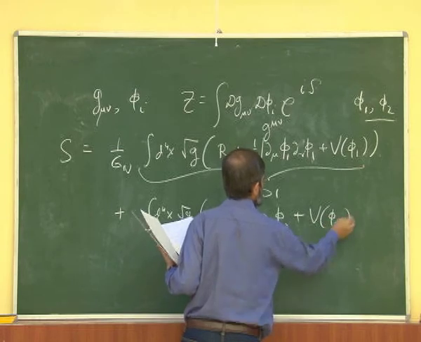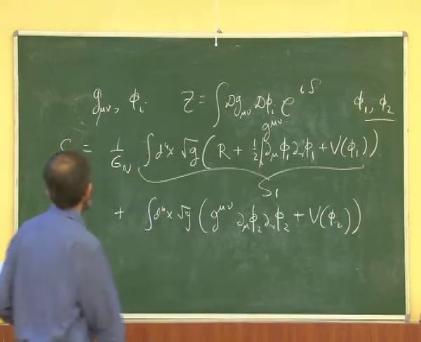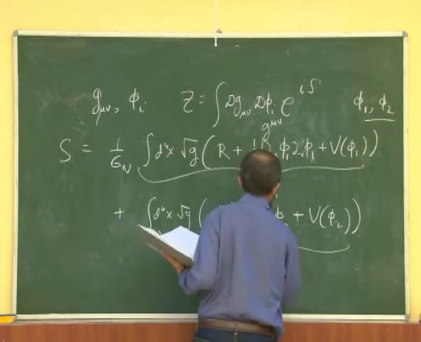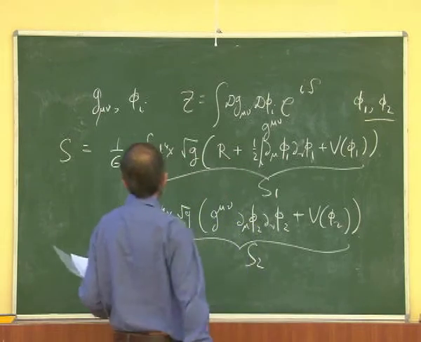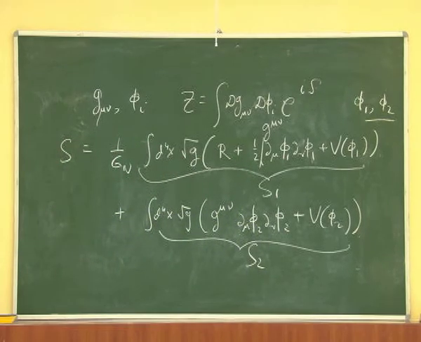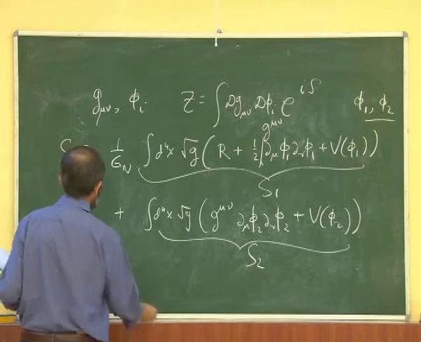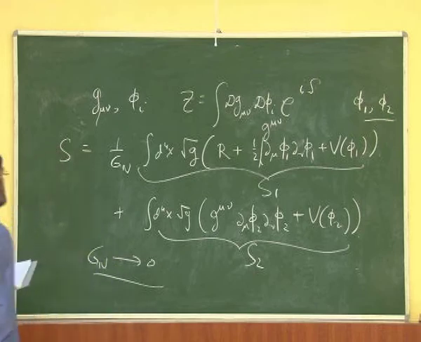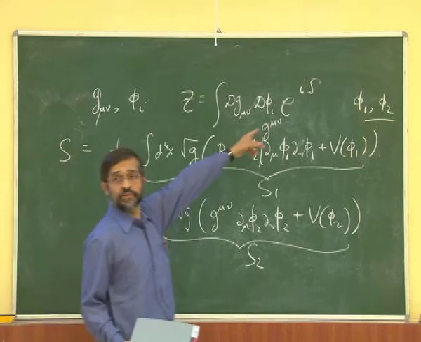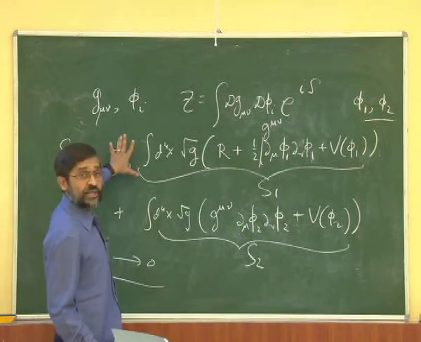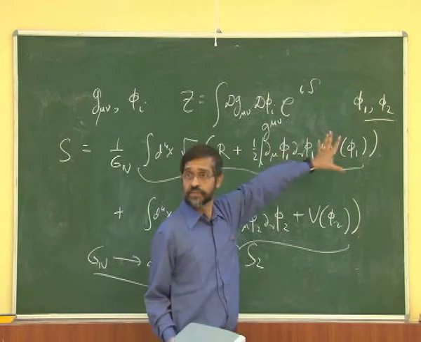Well, this is just a garden variety example. And now we'll think of the limit of the Newton's constant going to 0. See, a Newton's constant plays the role, as you can see from this functional integral, of h bar in this part of the Lagrangian.